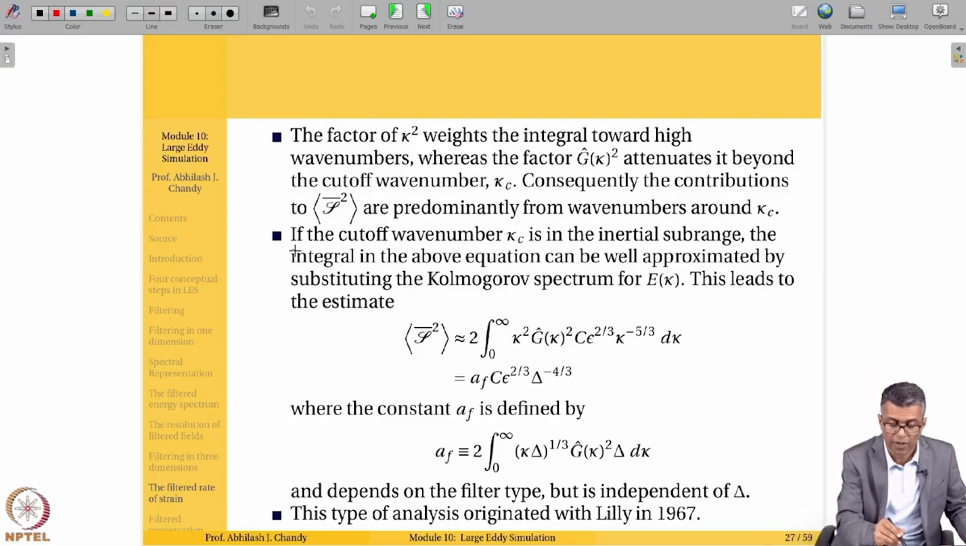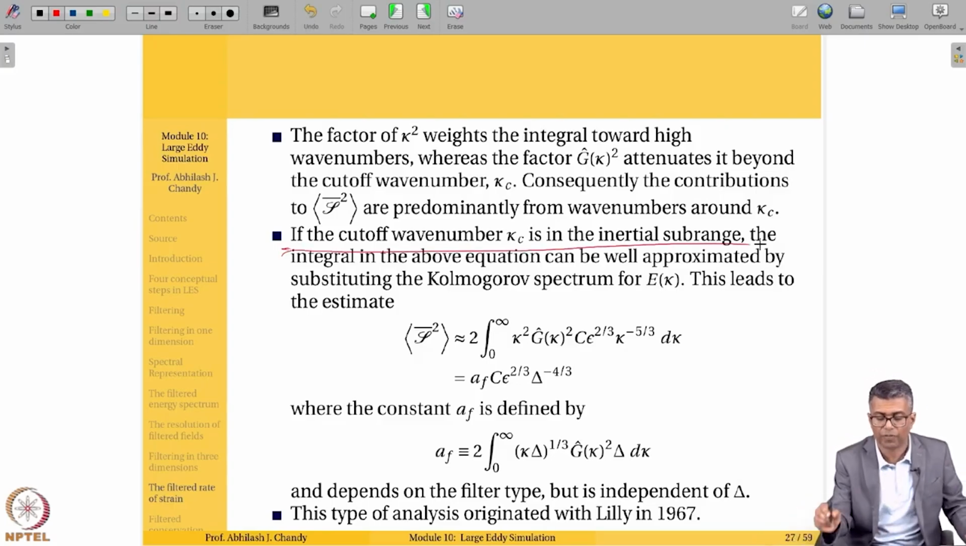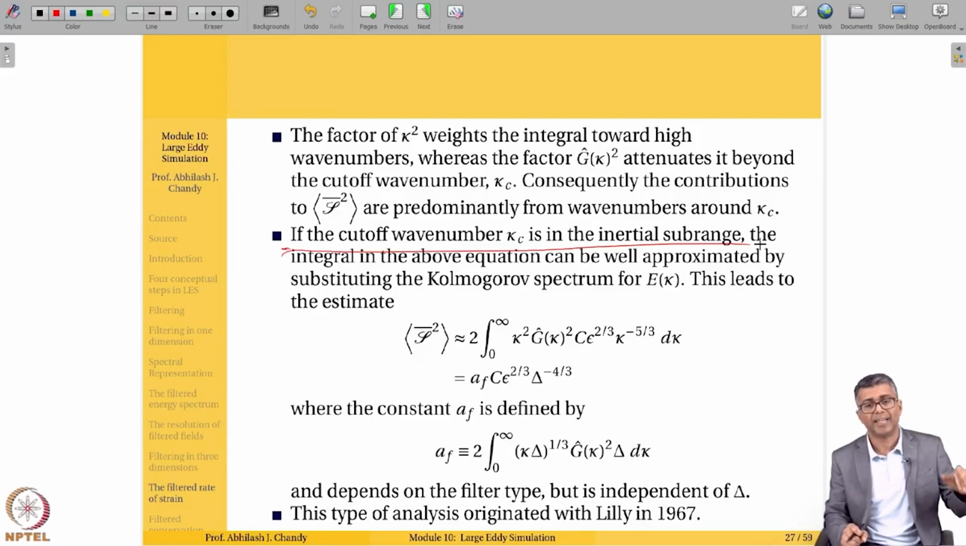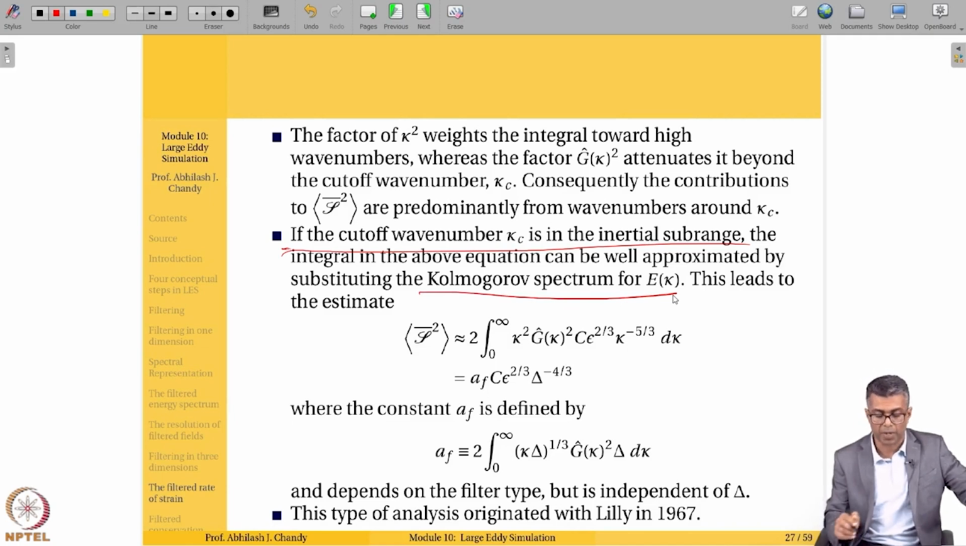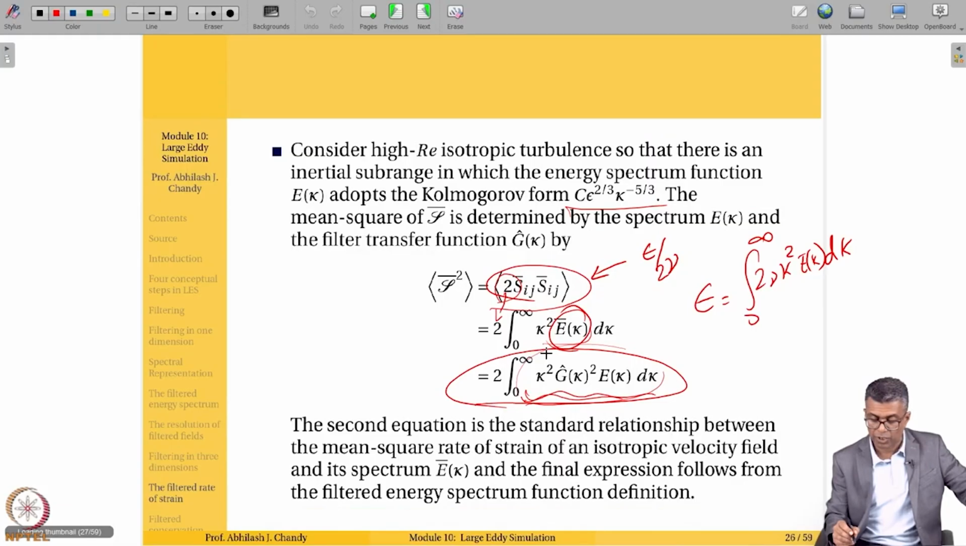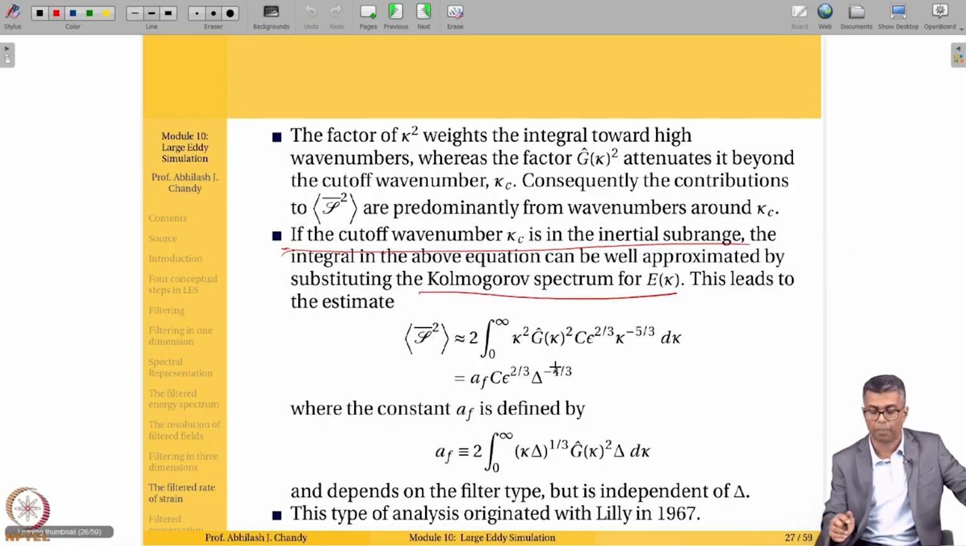So what can you do? If the cutoff wave number kappa C is in the inertial subrange, the integral in the above equation can be well approximated by substituting the Kolmogorov spectrum for EF kappa, which means the characteristic rate of strain squared is approximately equal to 2 times the integral from 0 to infinity of kappa squared G of kappa squared, isn't it, times E of kappa, which is what? In the inertial subrange, according to Kolmogorov's hypothesis, it is C epsilon to the 2/3 kappa to the minus 5/3 d kappa, of course.